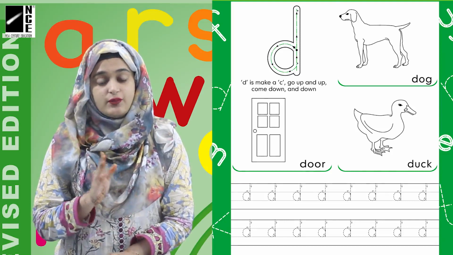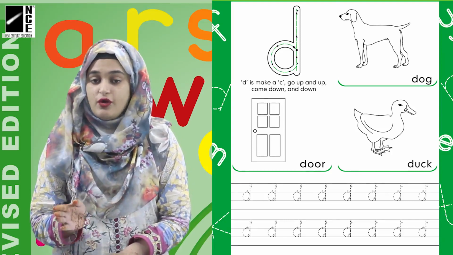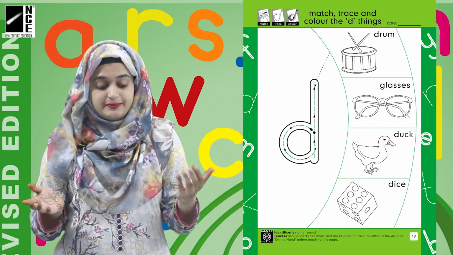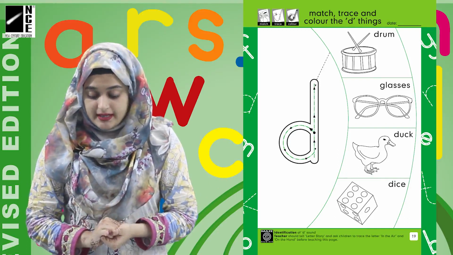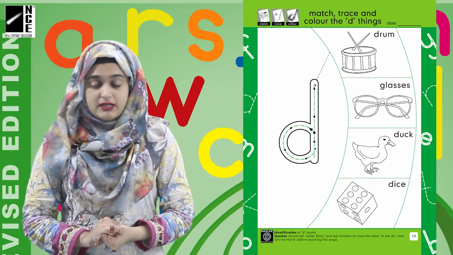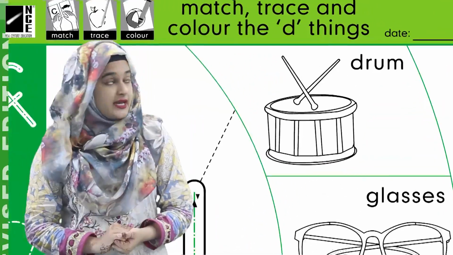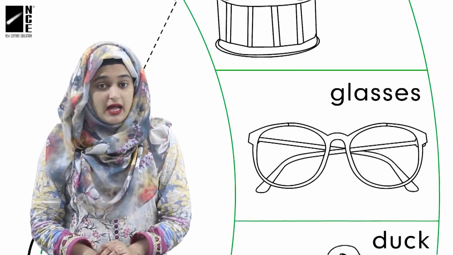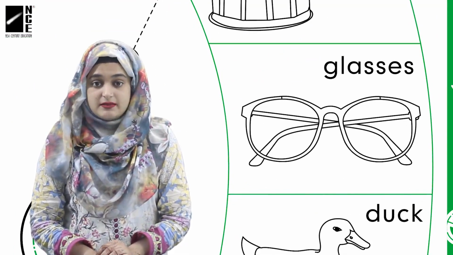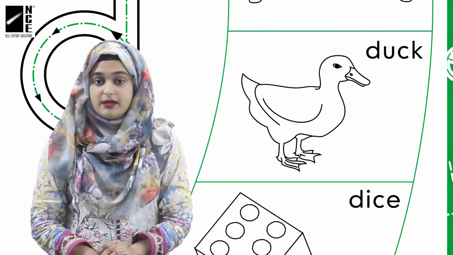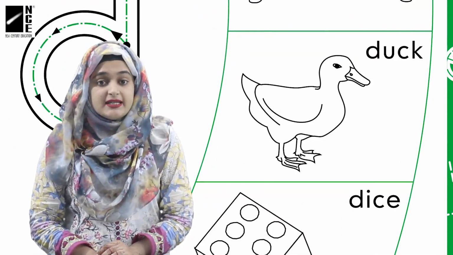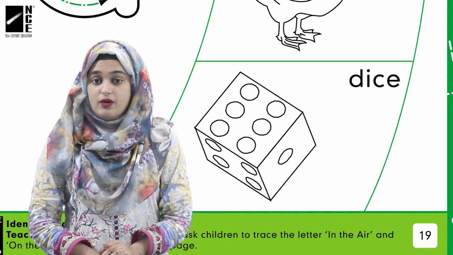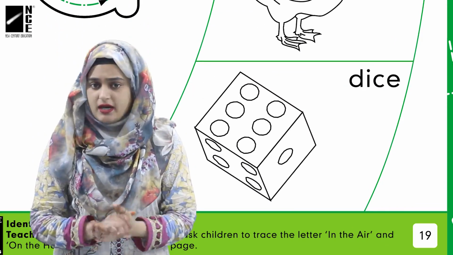Then, after you have done with the tracing part, you have to move on to page number 19. And here, we have to do the matching. So, in the matching, we have some pictures over here. The first one is drum. Then we have glasses. Then we have duck. And in the last, we have dice. Now, aap sabko pata hai ke hame isme kya karna hota hai.